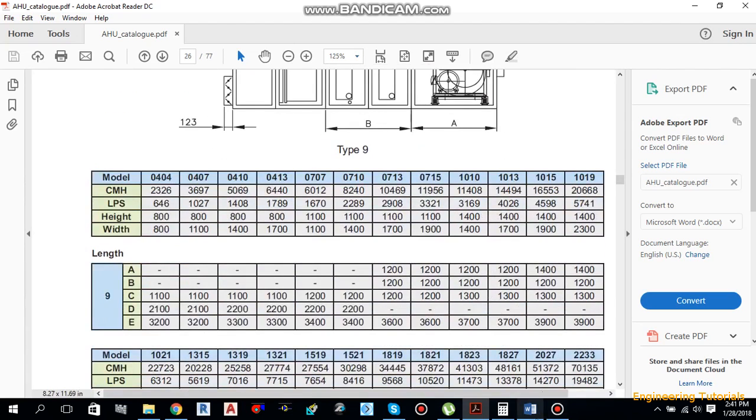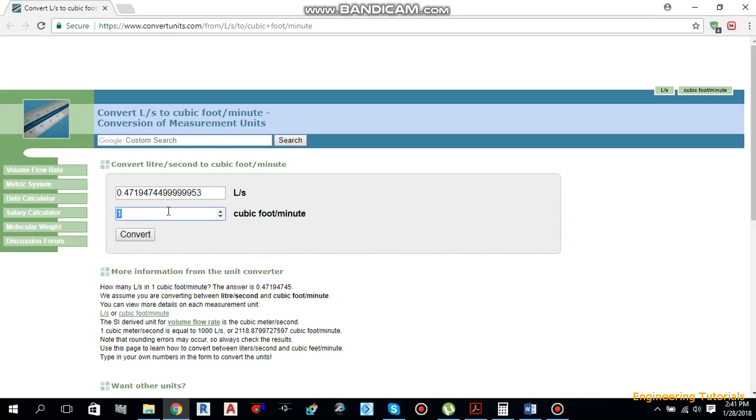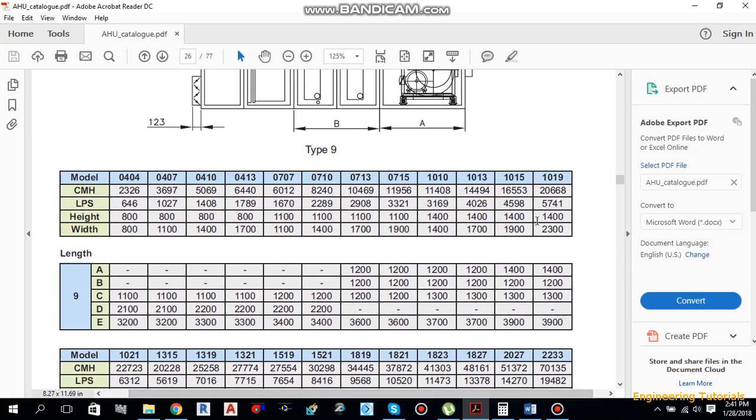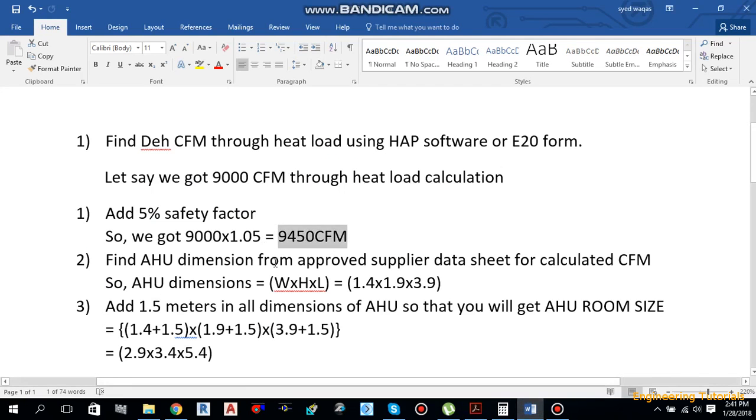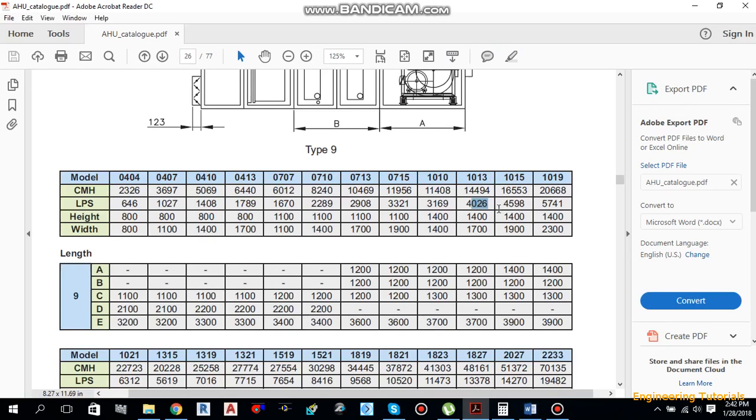As we know how much the CFM is, we got 9450 CFM. If I want to convert this CFM to liters per second, I will get 4459 liters per second, that's around 4460 liters per second. So move back to our catalog. Here we got 4026 liters per second and 4598 liters per second. We'll go for the higher side, we'll not go for the lower side. As you see, the liters per second we got is 4460, and here we got 4598 liters per second. So this one is closer, 4598.